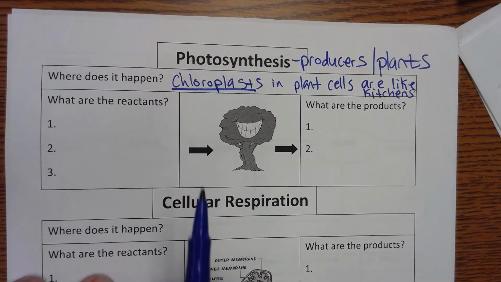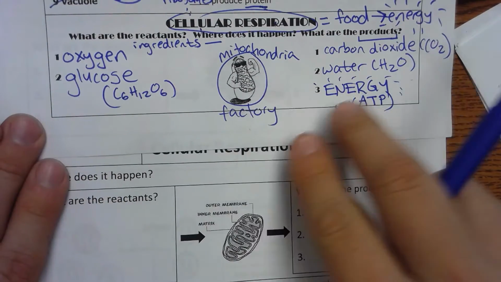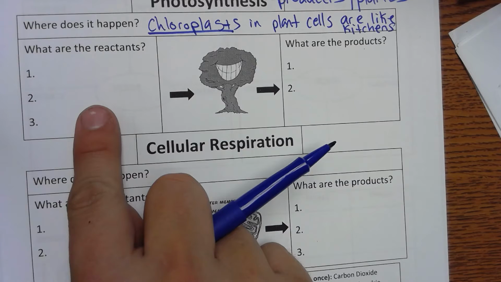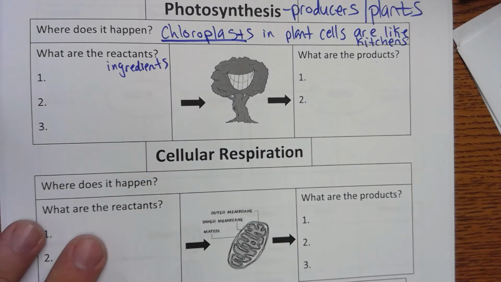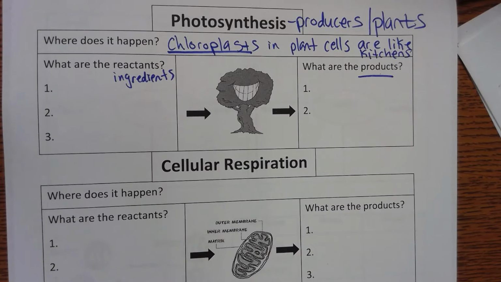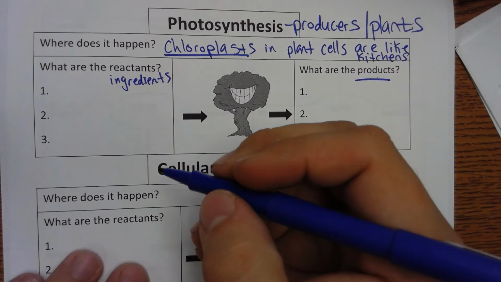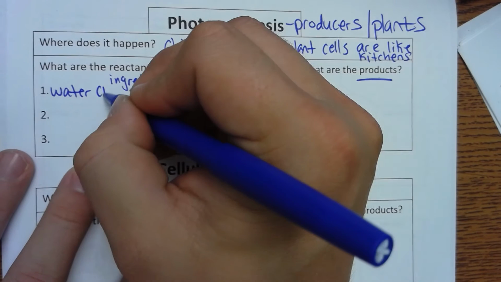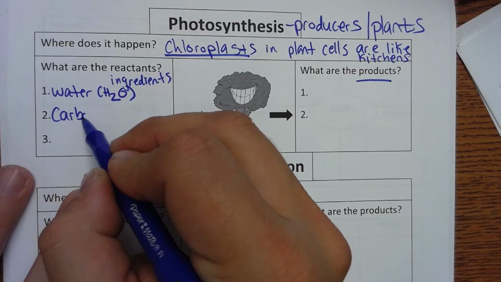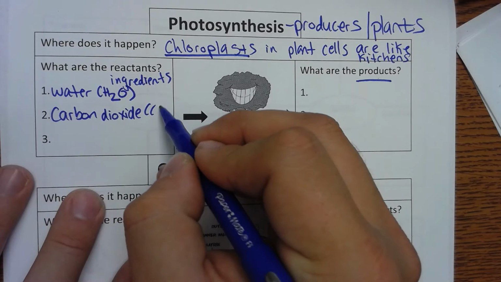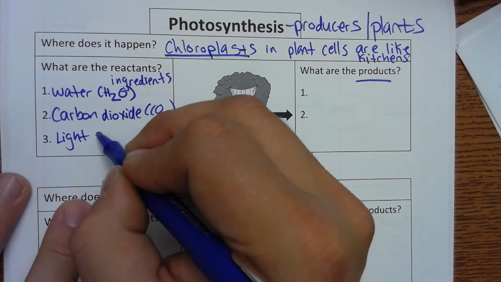Just like cellular respiration, which we already did, remember? We'll come back to that. Photosynthesis has reactants or ingredients and products. What does it make? In order for plants to make their own energy, they need three things. You already know what they are. They need water, which is H2O. They need carbon dioxide, they need to absorb that, which is CO2. And they need light energy from the sun.